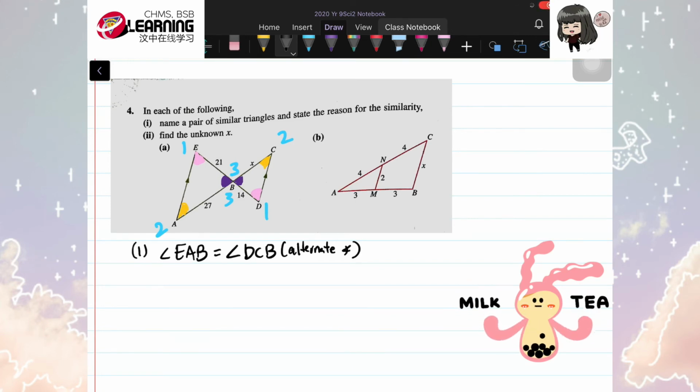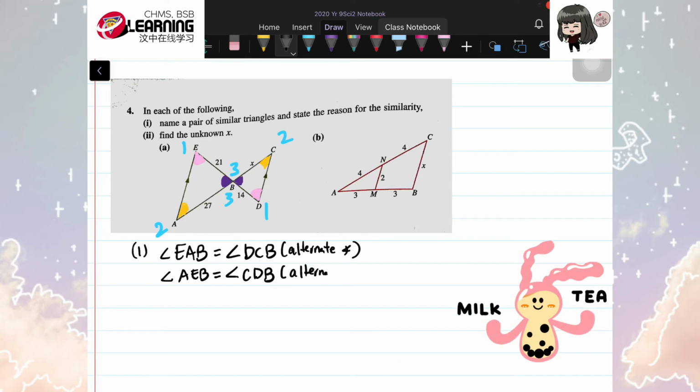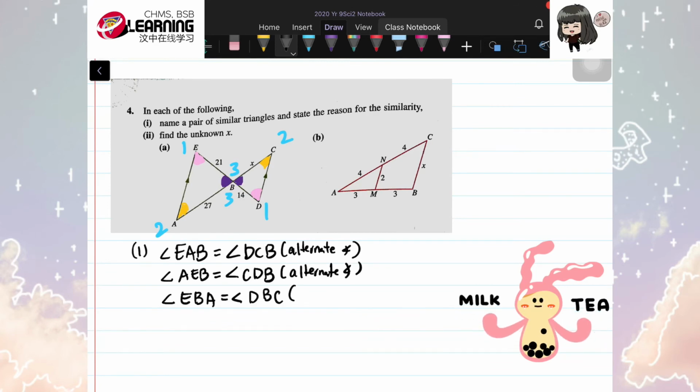You can use the symbol for angles, or you can write in words, angles. So the next one, the pink one. Angle of 2 1 3, AEB, is equal to angle of 2 1 3, CDB, and it's also because of alternate angle. The third one, angle of 1 3 2, EBA, equals angle of DBC, and it's called vertically opposite angles.